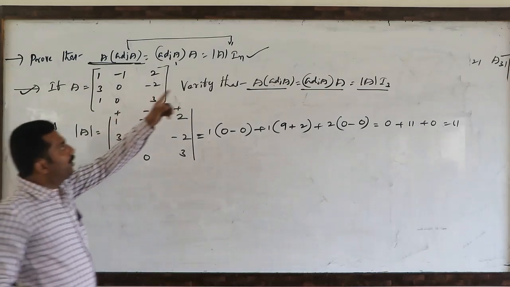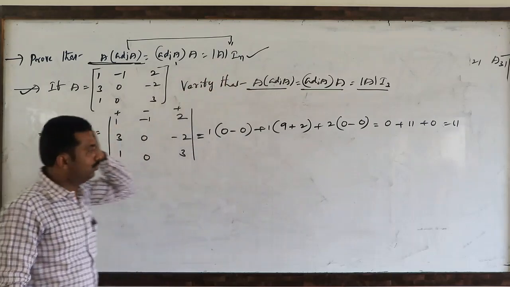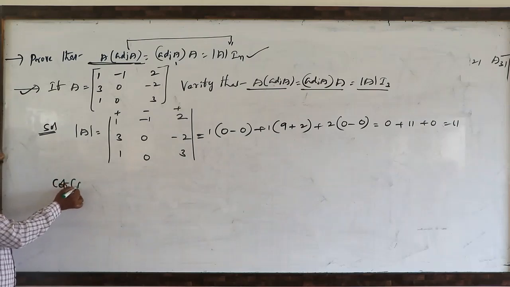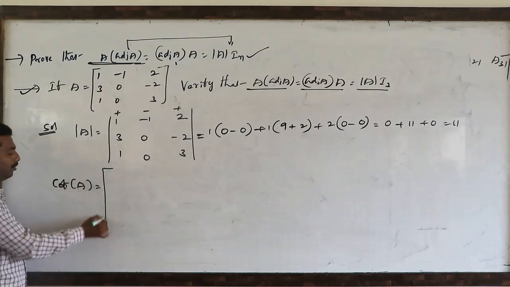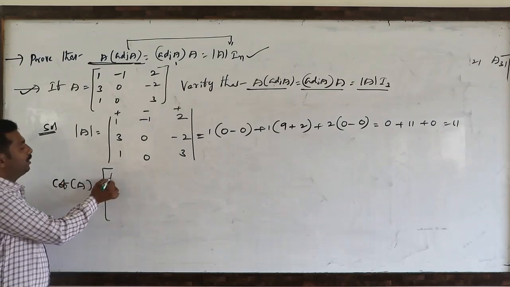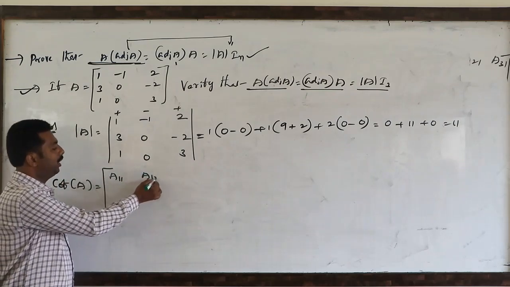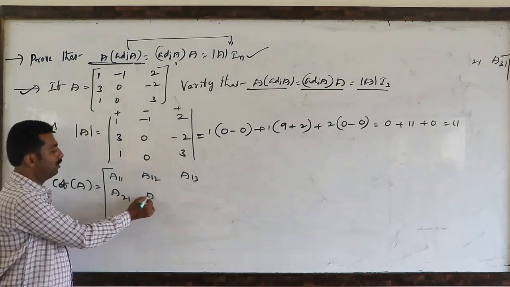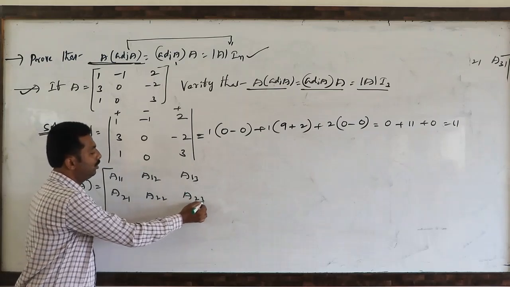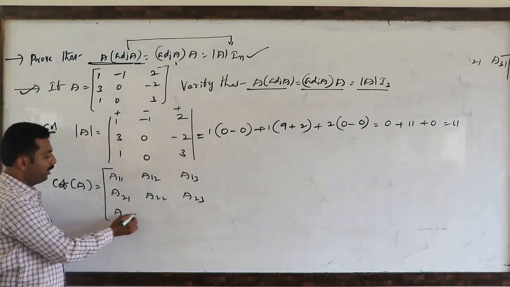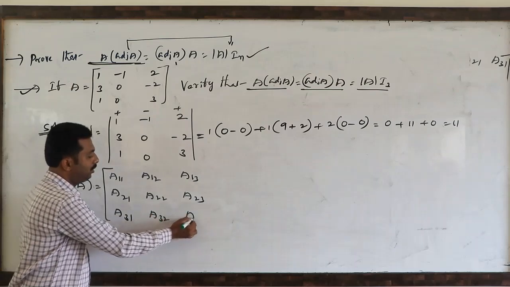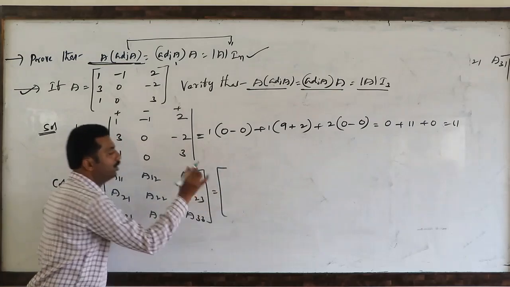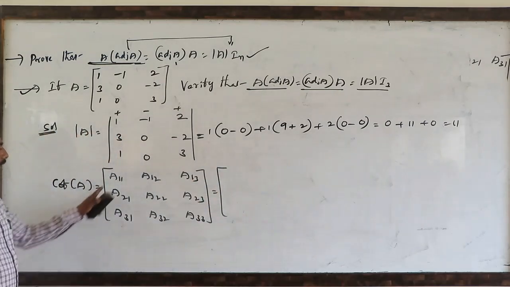So what we have to prove? 11 into identity matrix we have to prove. So now I have to calculate cofactors of elements of capital A. I have to write, see, this is A11, A12, A13, A21, A22, A23, A31, A32, A33.